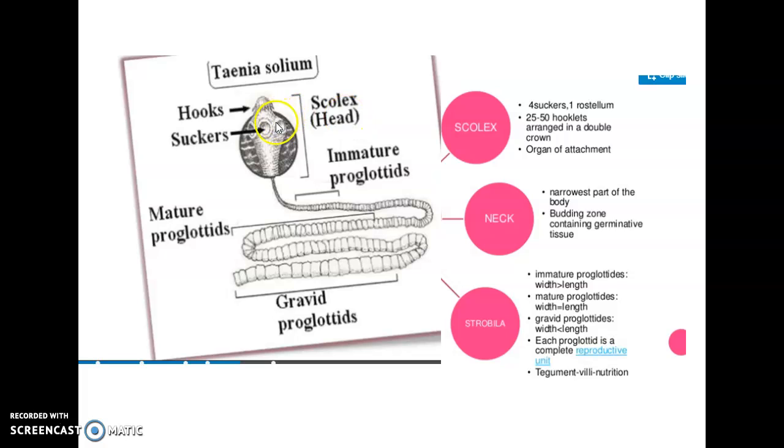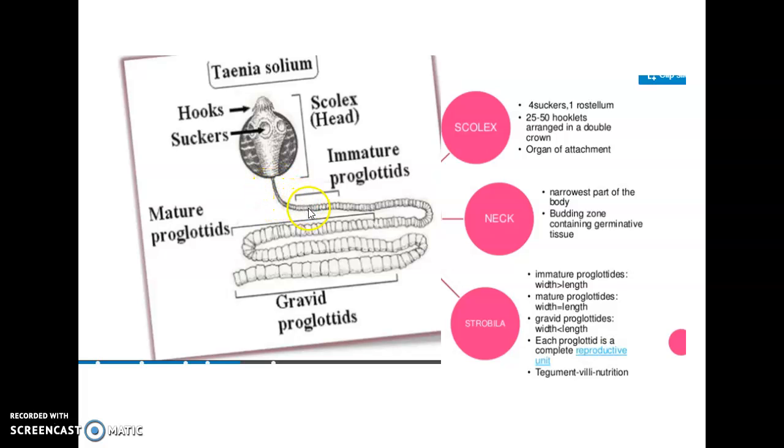represents the head of this organism, and this region generally attaches to the intestine, and hence it is called the organ of attachment. This region is followed by the narrow neck region. This is the narrowest part of the body. It is considered a budding zone, consisting of the germinating tissues.